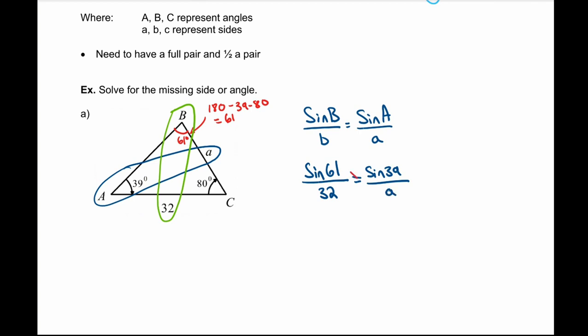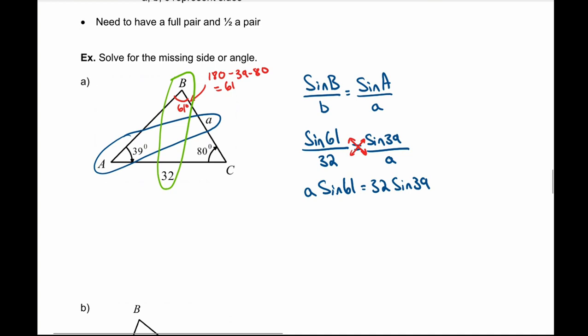Once we plug in our information, we can cross multiply to get rid of these fractions. So we get A times sine 61 equals 32 times sine 39. Now I want to move the sine 61 over to the other side to isolate for A. By doing so, I'm going to end up dividing by sine 61. And this just becomes one calculation now.